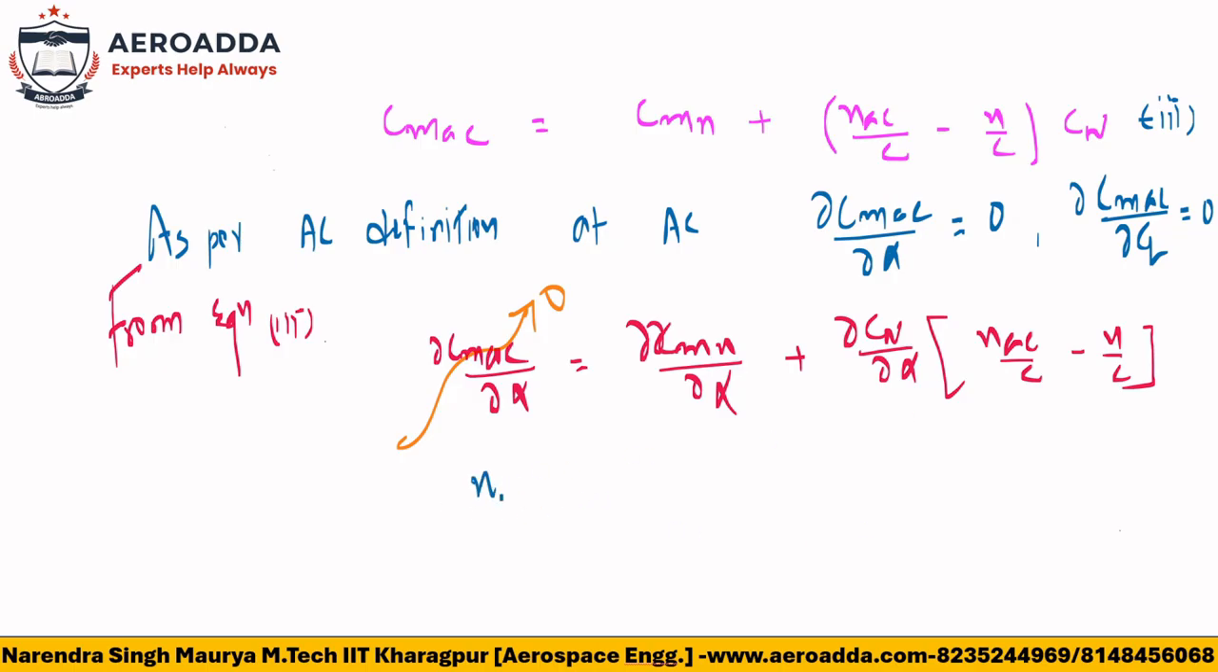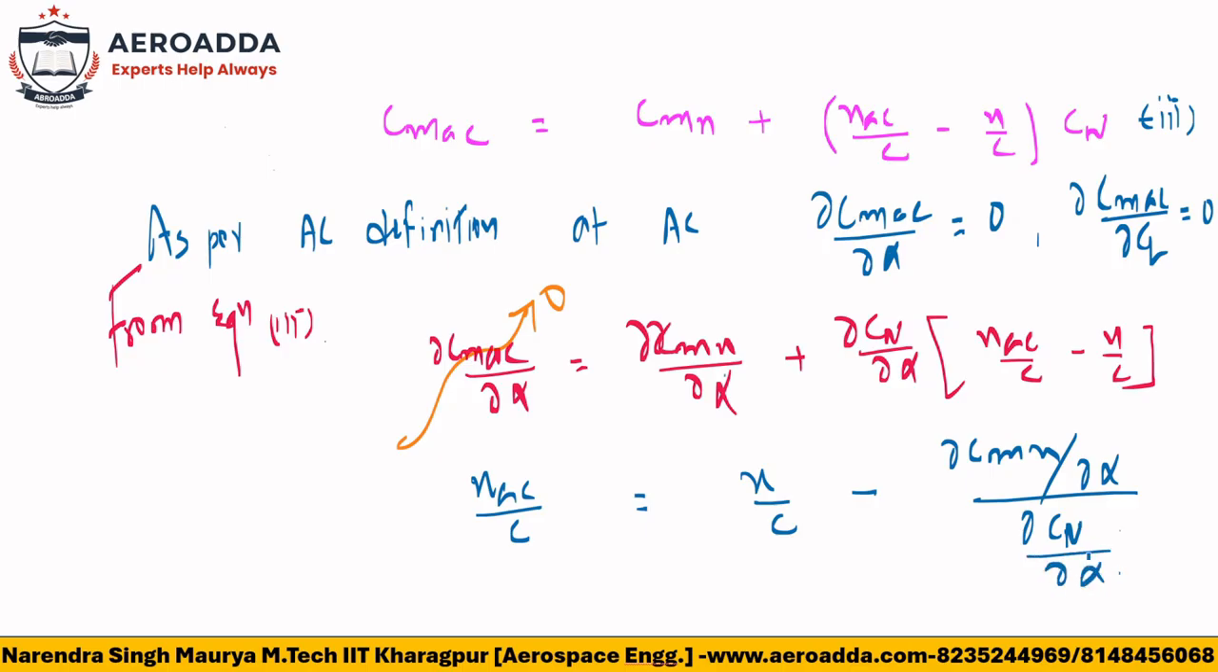So what you will get, you can use this equation: x ac by c will be x by c, going this side, minus dou CMX by dou alpha divided by dou CN by dou alpha. Everybody should agree with this. I have skipped 2-3 steps, but they are not required. Directly you can write here, right?